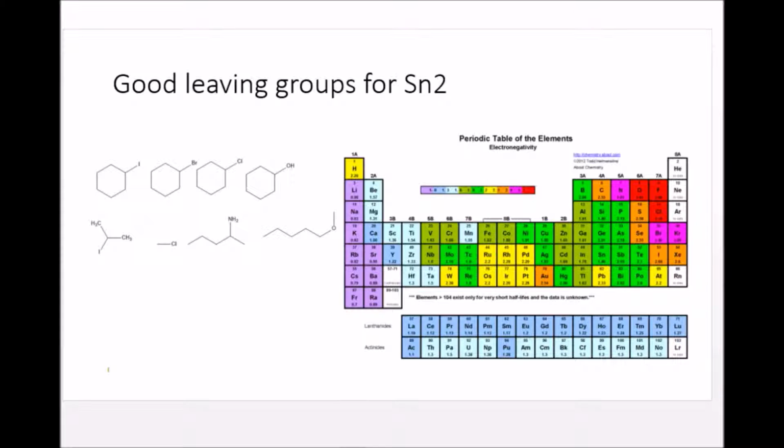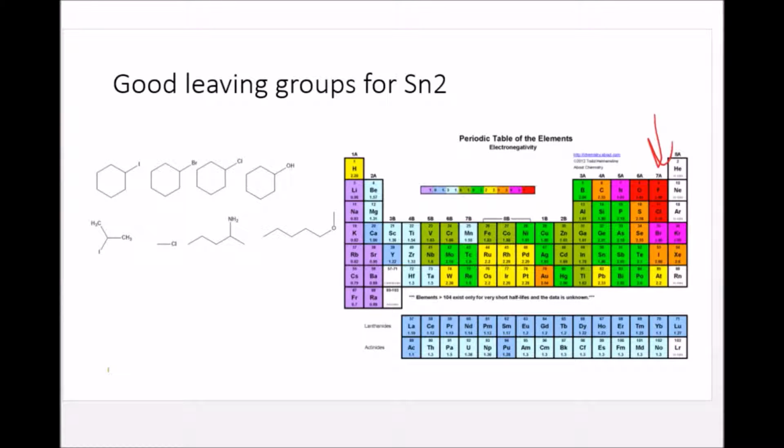Okay, so the best leaving groups are generally going to be the halogens, which are found down here in column 7A. The reason they make good leaving groups is because they have an ability to be stable as an anion, which means they can hold a charge. These molecules are one step away from the noble gases, which just hang out by themselves all day long anyways. So the halogens can pretty much do the same. They can hold onto that negative charge and be fine.